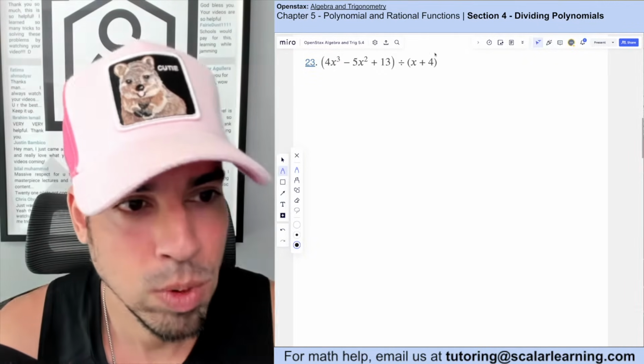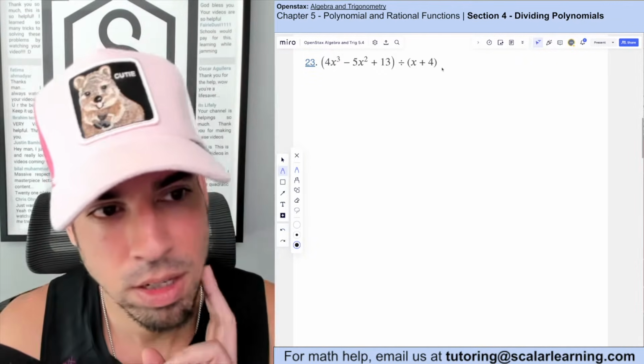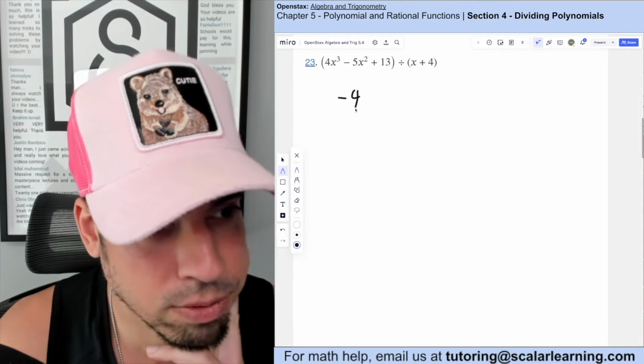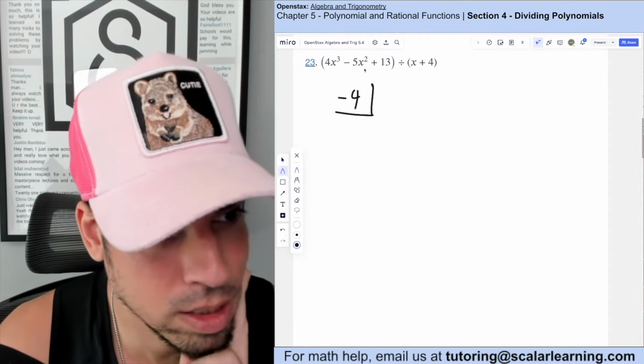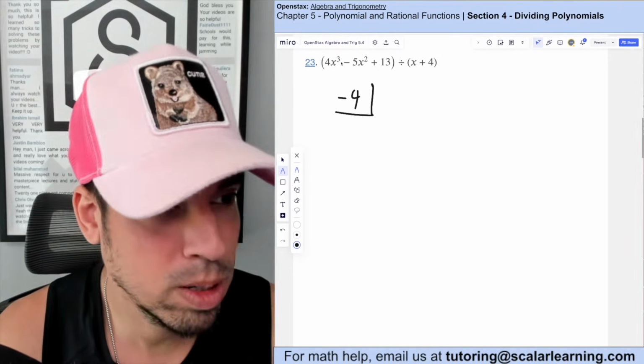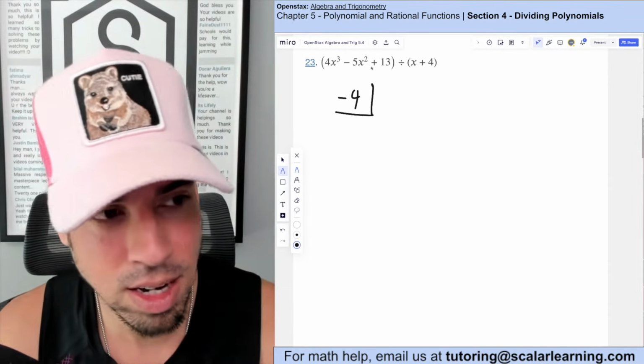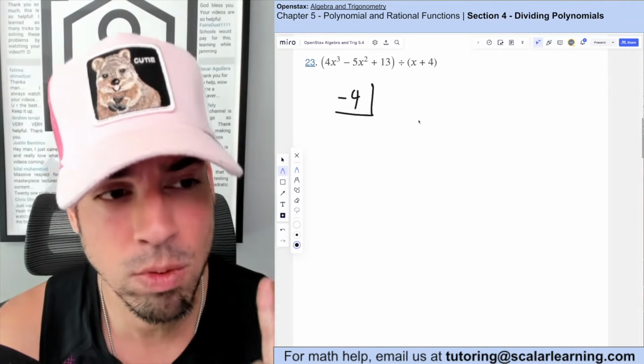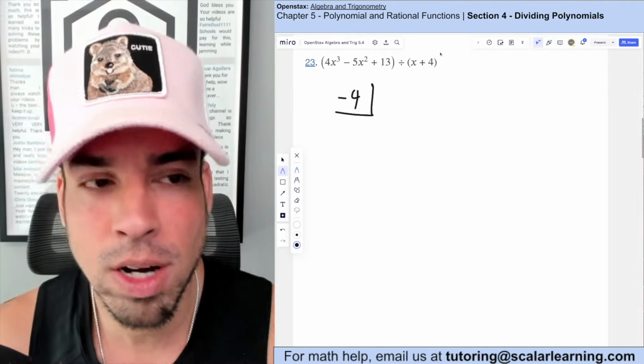Done. For this one, once again, in the box, we're going to put the opposite of that 4 value, which is negative 4. But this is an interesting one because there's a missing x, right? Normally you have x cubed, x squared, x, and then the constant, but they're missing one. So we have to remember that for synthetic division. I'll show you how we account for that.